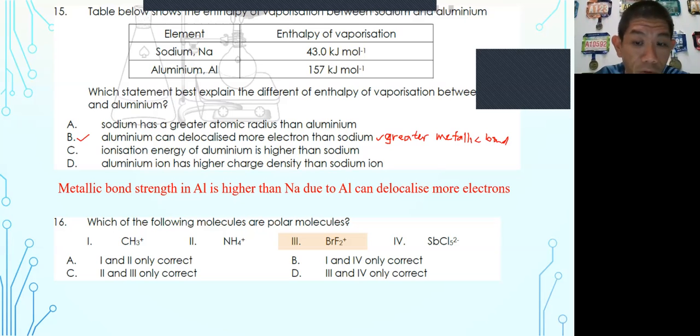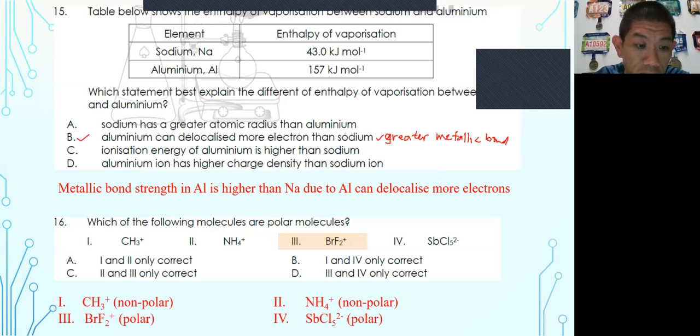Okay, number 16, which of the following molecules are polar? So in here you have to deduce CH3 is non-polar. I draw out the structure for you. So this is how CH3 looks like. This is a trigonal planar, so it is non-polar. Well, this is how NH4+ looks like. Okay, so this is how BrF2 looks like. And this is how SbCl5 looks like.